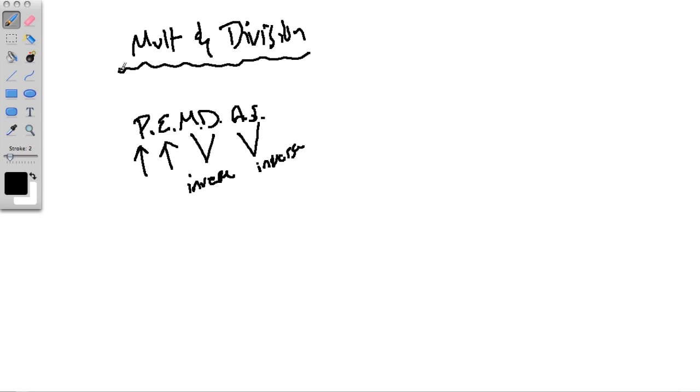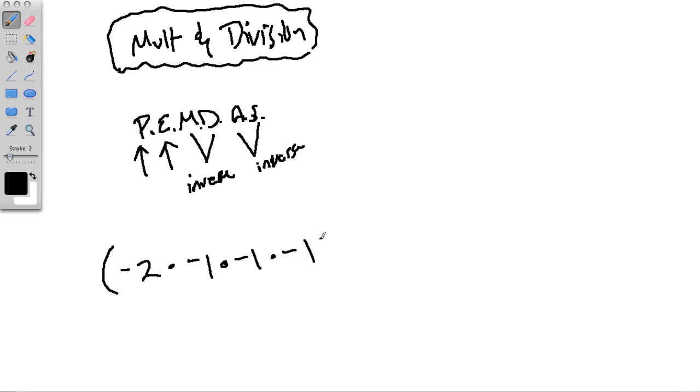So we have these rules for multiplication and division, and we have our order of operations. What do we do? Well, let's just set up a problem. We'll make up the numbers as we go along: -2 times -1 times -1 times -1 in parentheses, plus, let's say, -12 divided by -4 divided by 4, and then times 2.